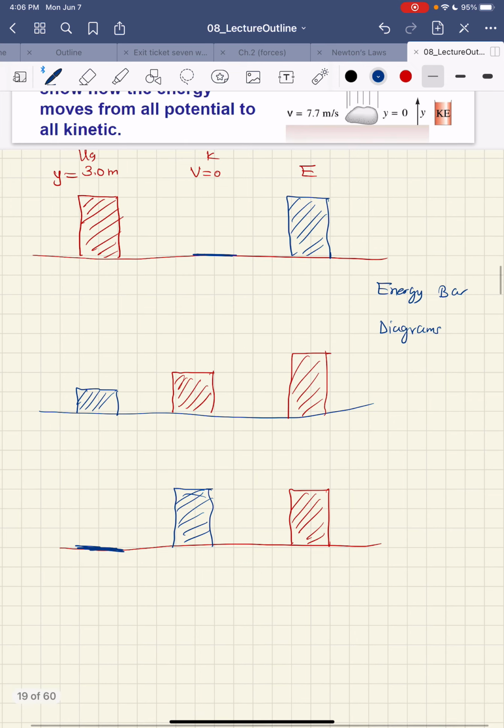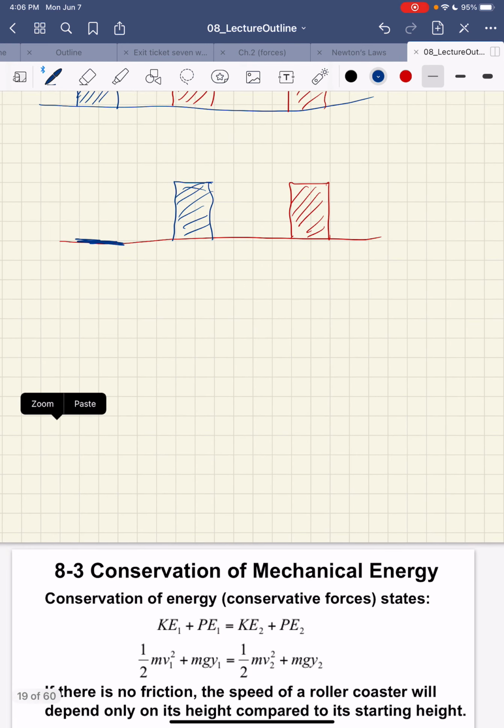Okay, and then what we have here is energy. When we say conservation of energy, we say that energy cannot be destroyed and cannot be created, but it can be converted from one form to another, as we can see here, or it can be transferred from one object to another.